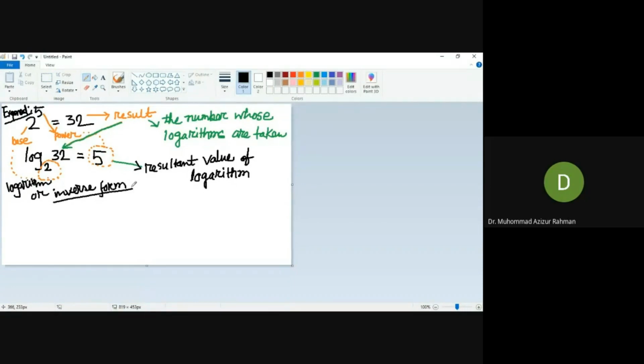Clear? Yes, sir. Anyone have any doubt? Anything? Well, this is very basic. Need to make sure that you understand this. Otherwise, in future you cannot do the conversion.